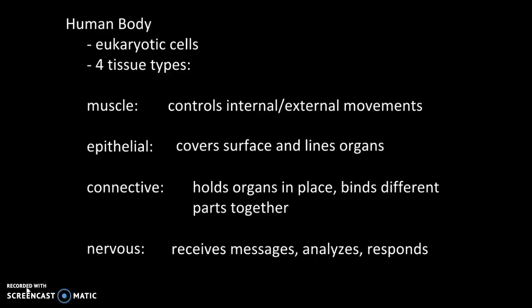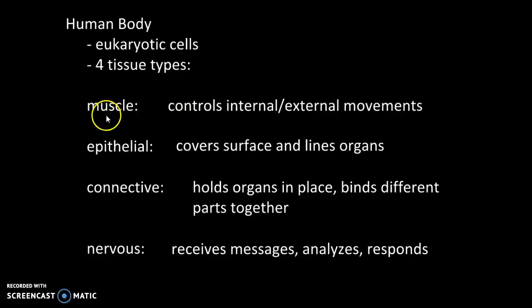I'm going to just throw this out there: you probably won't see any labeling or having to identify types of tissue on a Regents exam. However, it's an important piece of the story. It's an important level of organization, so I'm going to show you what it is. There are 4 types of tissue that make up the human body, and they are all listed here for you. On the next slide, I'm going to show you some examples of pictures.